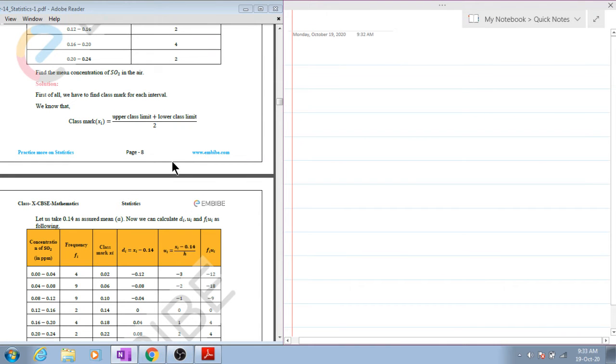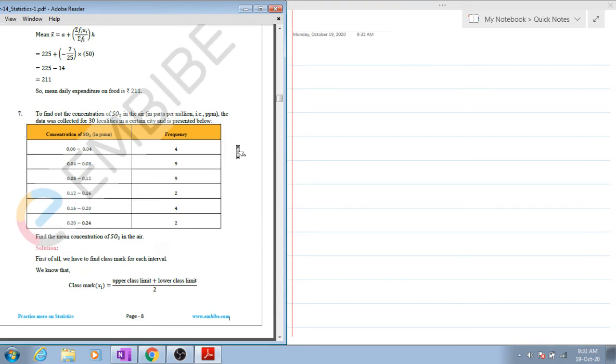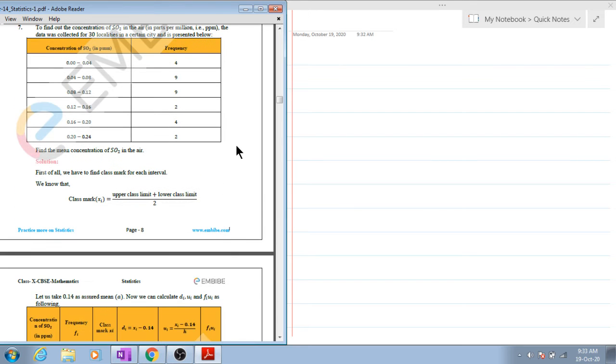So we had done till question number 6, which was given to you as homework, that you have to use the assumed mean and step deviation formula. We have to move on to question number 7, which is near about similar, it's just that the points are involved out there.